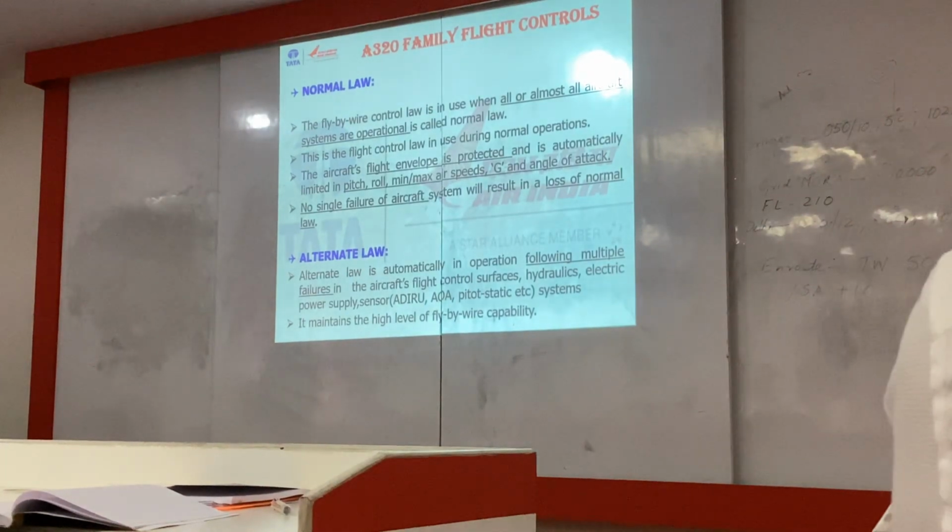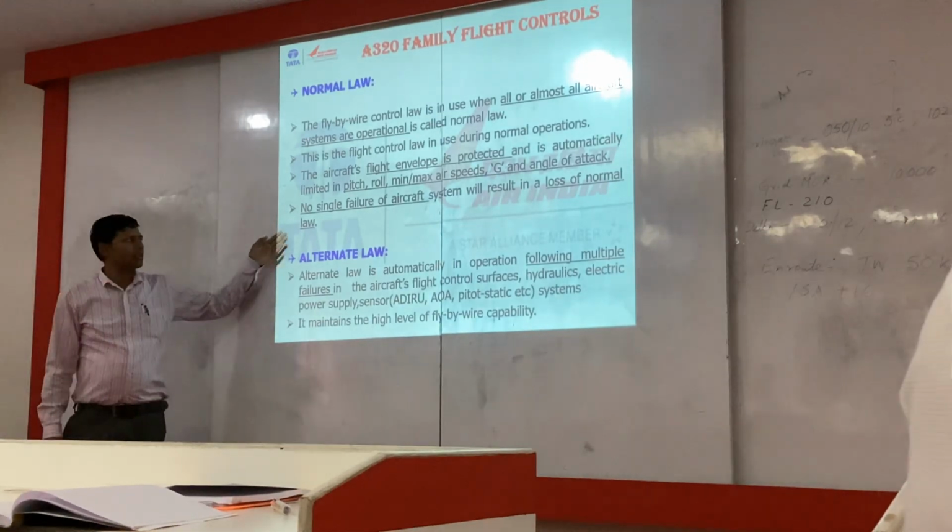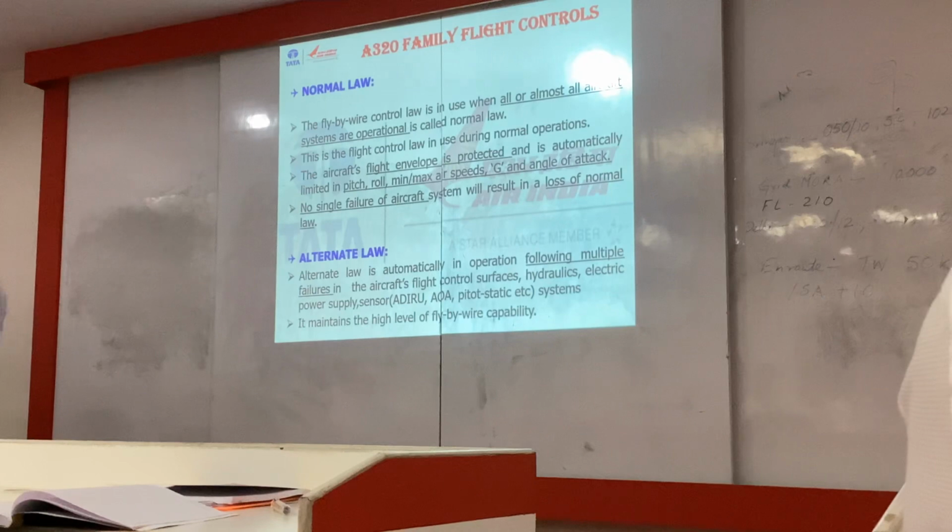It takes care of everything: load factor, angle of attack, pitch, roll. No single failure of an aircraft system will result in loss of command. The systems are so robust that if a single failure happens, it will not lose normal law. Even if one engine fails, it is still in normal law.